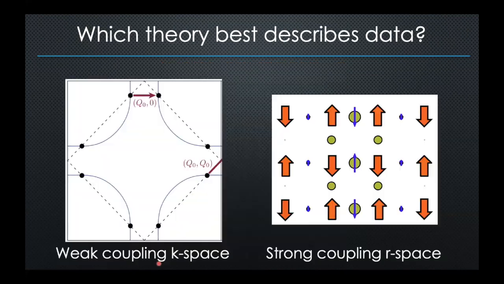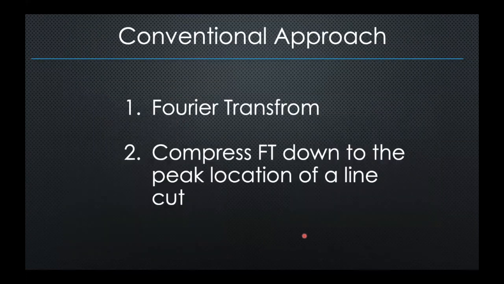And the two competing perspectives would be, should I think about these modulations as coming from weak coupling Fermi surface instabilities, or should I think of it as a strong coupling real space picture starting from local moments and doping holes? And the conventional approach to looking at this kind of modulation data is to do a Fourier transform and try to compress the Fourier transform down to some peak location of a line cut.